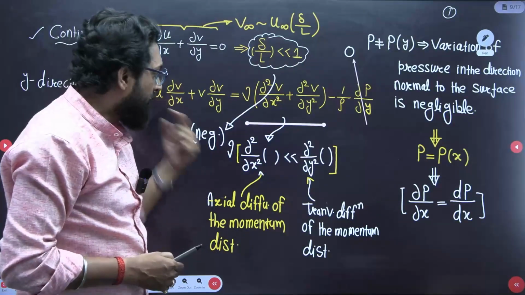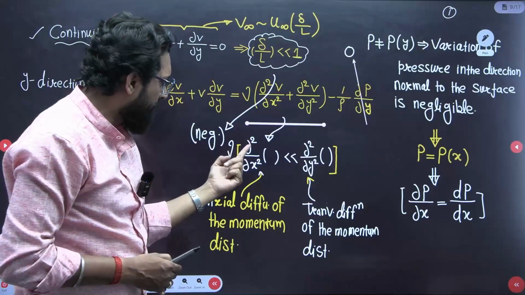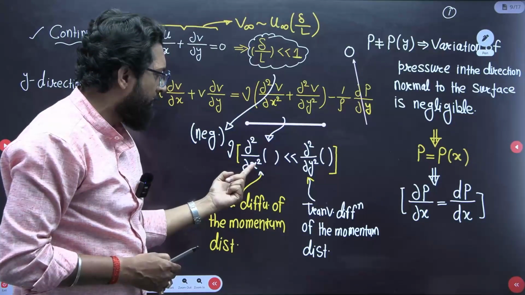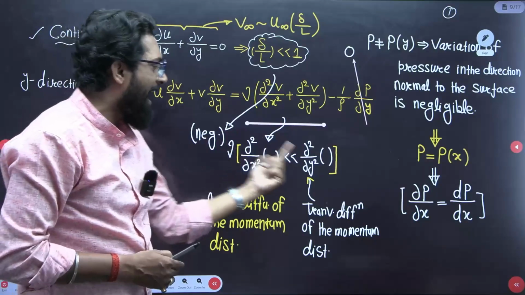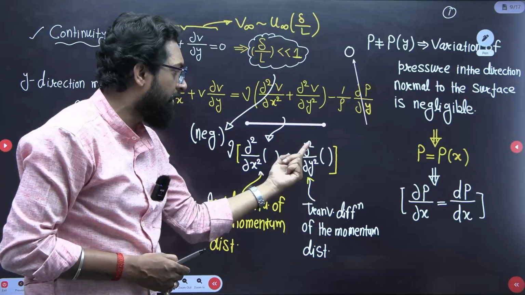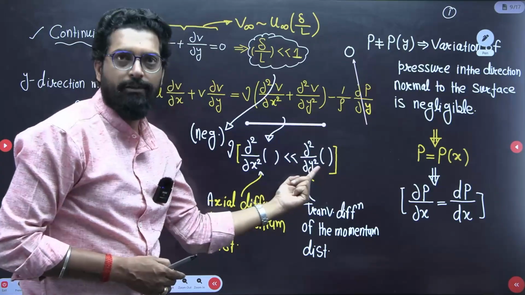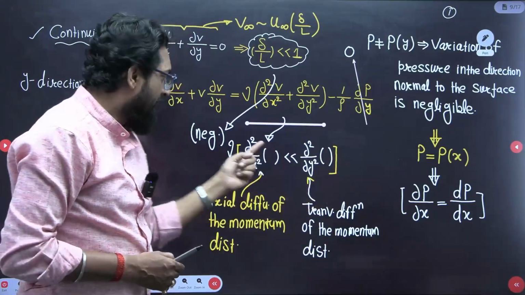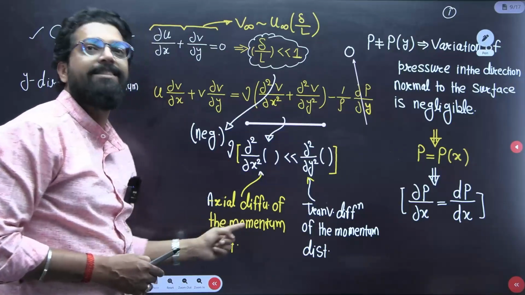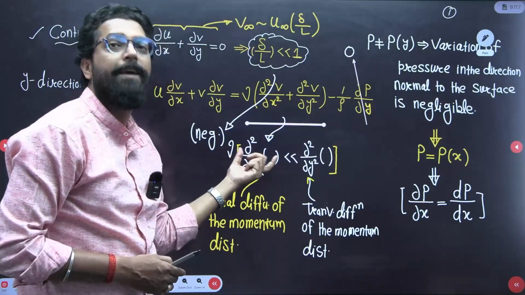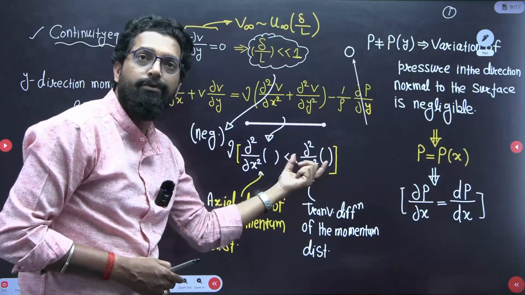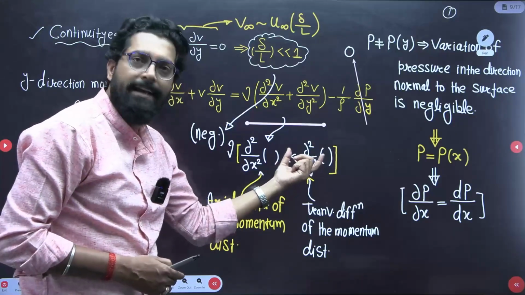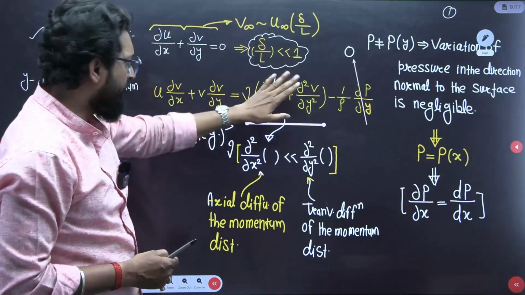That means the term related to dou square by dou x square will always be neglected as compared to the term related to dou square by dou y square. Why? Because this gives the diffusion in the transverse direction, and this gives the diffusion in the axial direction. So axial direction diffusion is very minimum compared to the diffusion in the transverse direction. So we can neglect it.